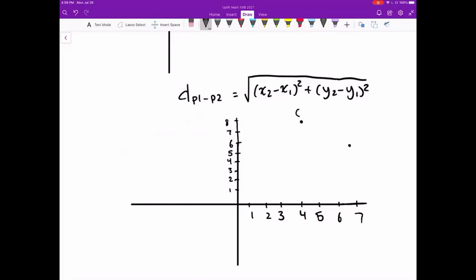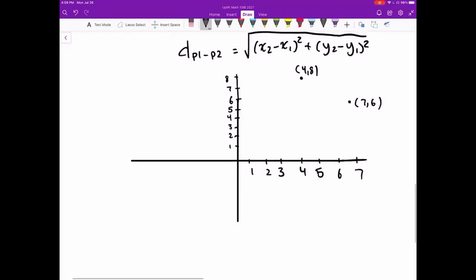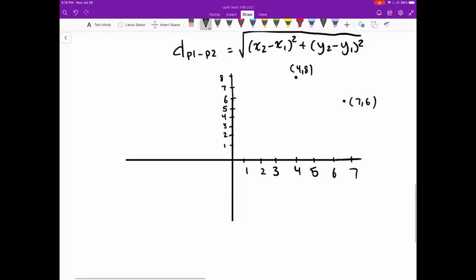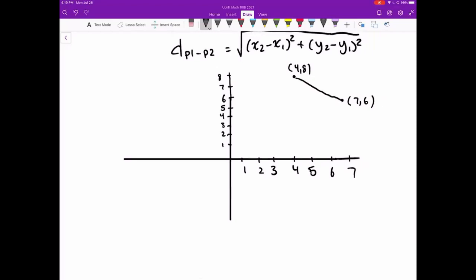And we can find the distance between them. In this case, we could call 4, 8 just x1, y1, so we can put it into the form. And then 7, 6 will be x2, y2. So x1, y1.